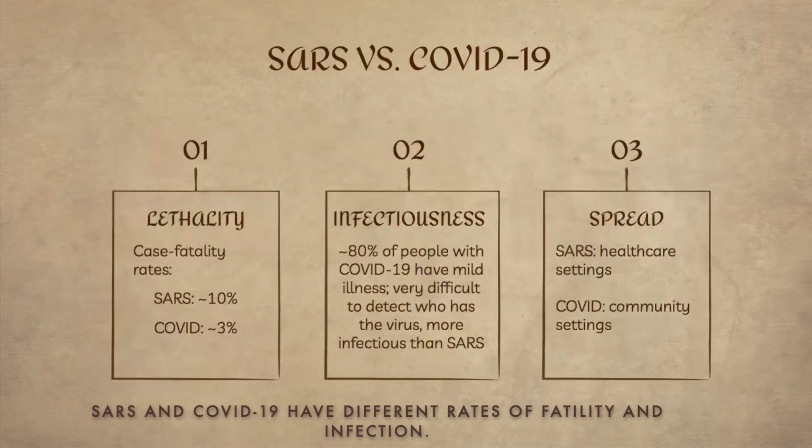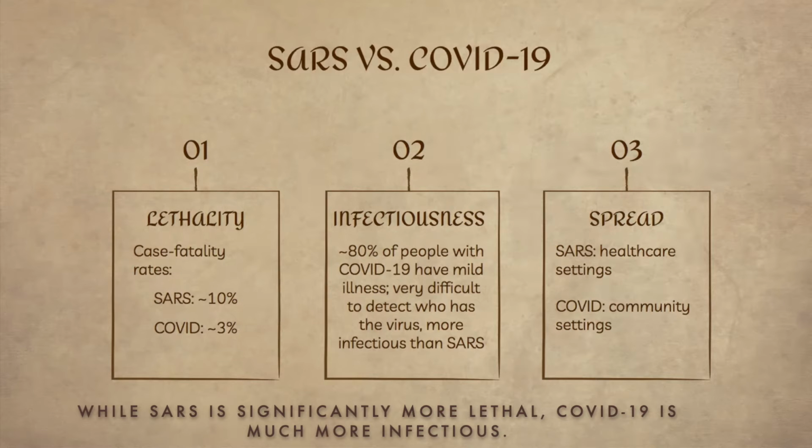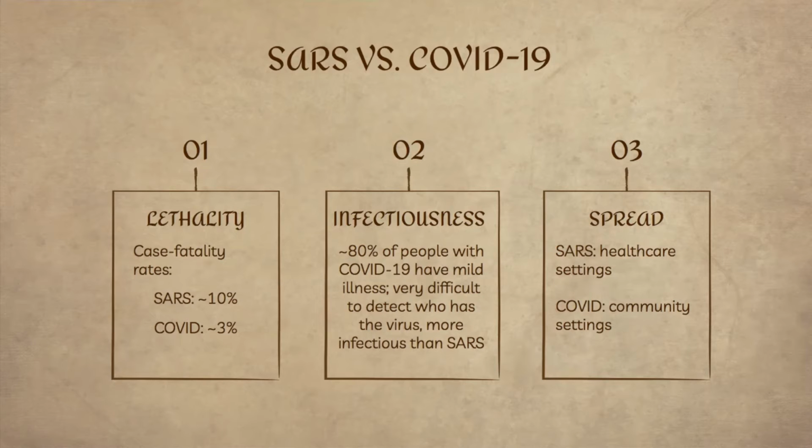Although they are both coronaviruses, SARS and COVID-19 differ in their lethality and their infectiousness. While SARS is significantly more lethal, COVID-19 is much more infectious. SARS had an overall case fatality rate of approximately 10% and an even greater rate of 50% in persons older than 60. On the other hand, COVID-19 has a fatality rate of approximately 3%. Although its rapid spread through communities is what has made it more of a global health crisis than SARS.